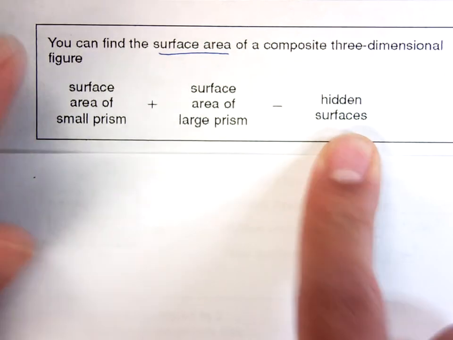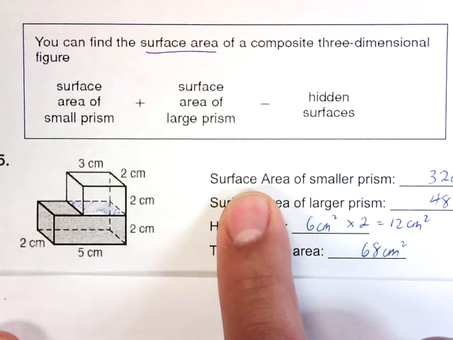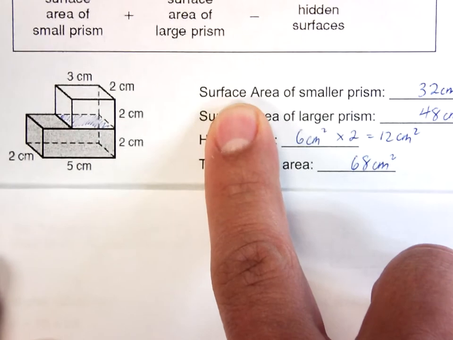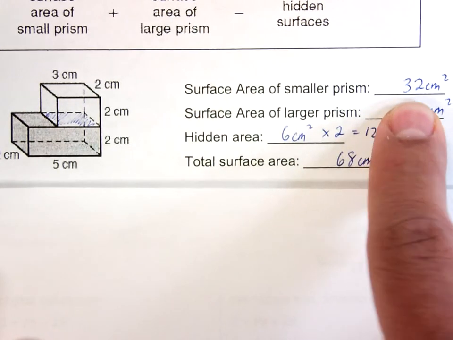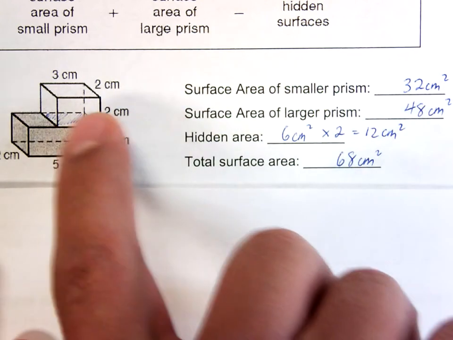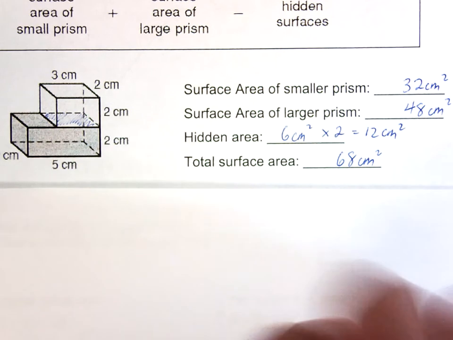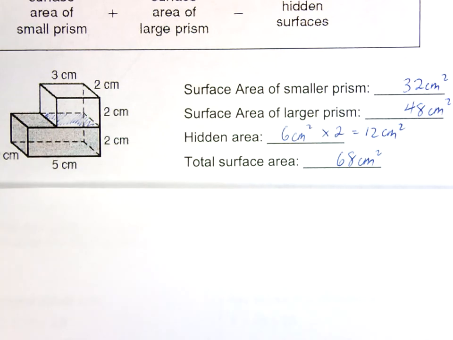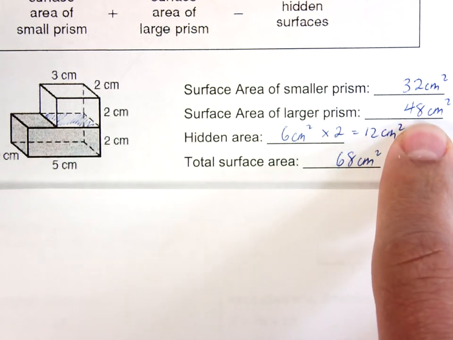So what does that mean? This is what it looks like. Alright, so I take the surface area, so this one I have a small prism and a big prism. I take the surface area of the smaller prism, and I take the total surface area, and I get 32 centimeters squared. That is the area of each one of these faces added up by using the formula you have on your formula chart. I then took the area of the larger prism, which is 48 centimeters squared, again using that same formula.